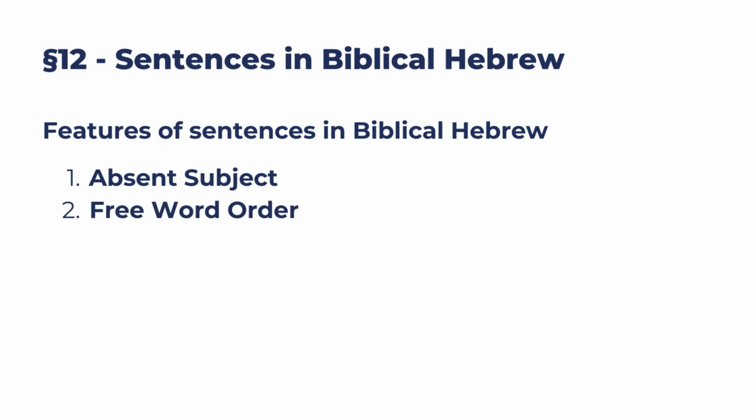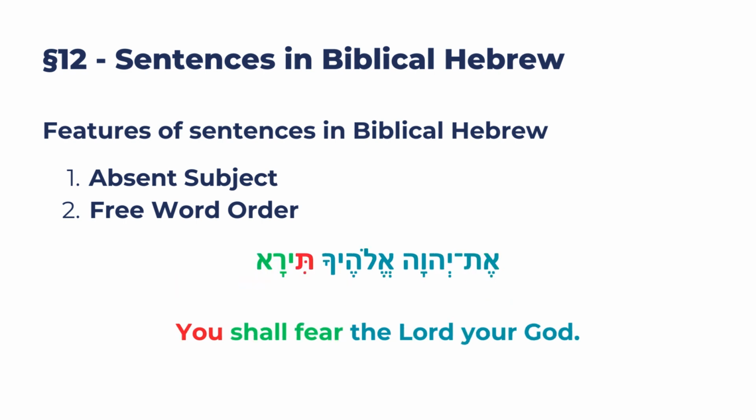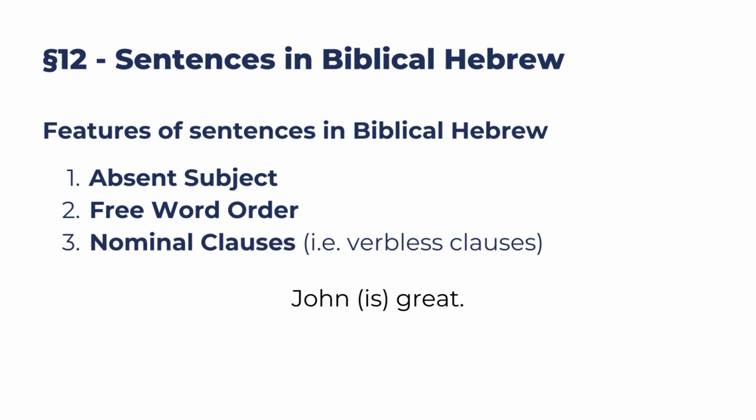Second, Biblical Hebrew is not constrained by word order. There are many examples when the different parts of the sentence are arranged differently for a variety of reasons. The most prominent order is verb, subject, object, as seen here in Genesis 1, verse 1. However, we can observe other orders like this example from Deuteronomy 10, verse 20, which has the object first and then the verb. The subject in this example is only morphologically indicated, it's not explicitly there.